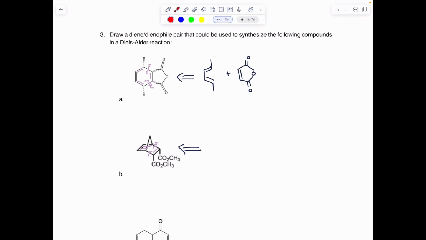So now to redraw the starting structures, if we broke these two bonds, that means that the diene now consists of this cyclopentene ring. So this ring is still intact. It's just the cyclohexene that was broken. So I'm going to draw this cyclopentadiene ring. So that was our original diene, and our dienophile is this structure here.